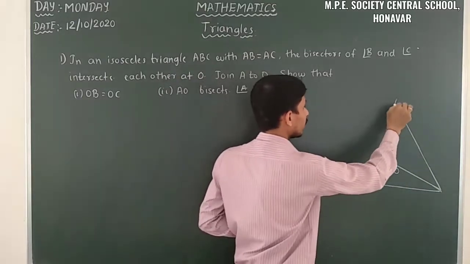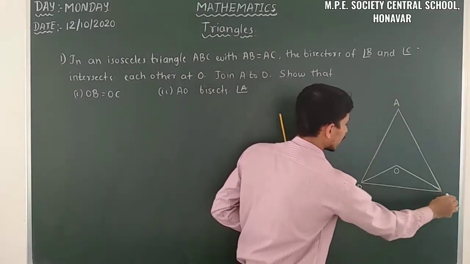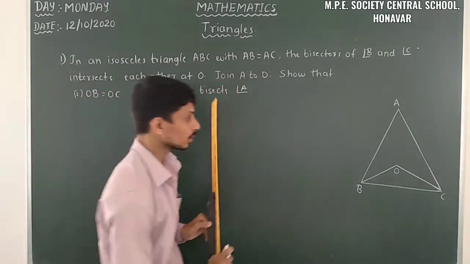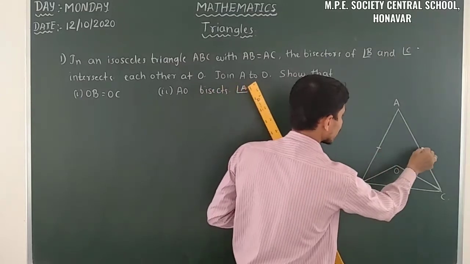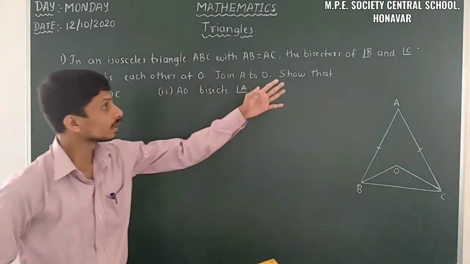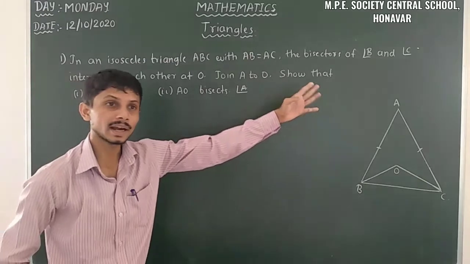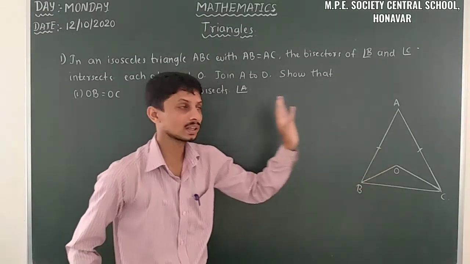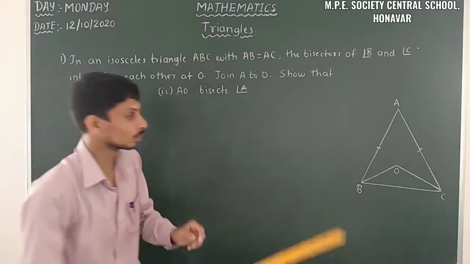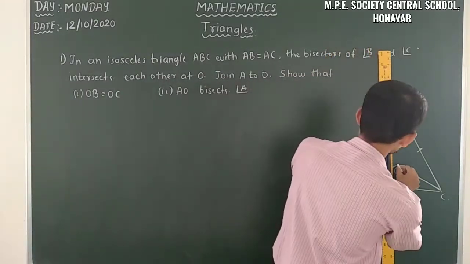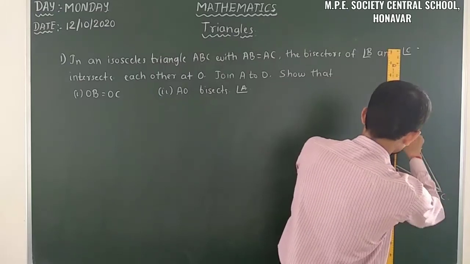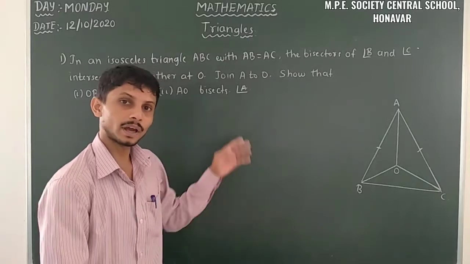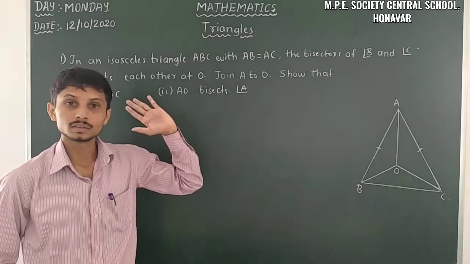So here initially we have ABC isosceles triangle with AB is equal to AC. These two sides are equal. Then the bisectors of angle B and angle C intersect each other at O. Here it intersects at O. Then join A to O. Here we have to join AO. So this is the way you have to firstly draw the diagram.